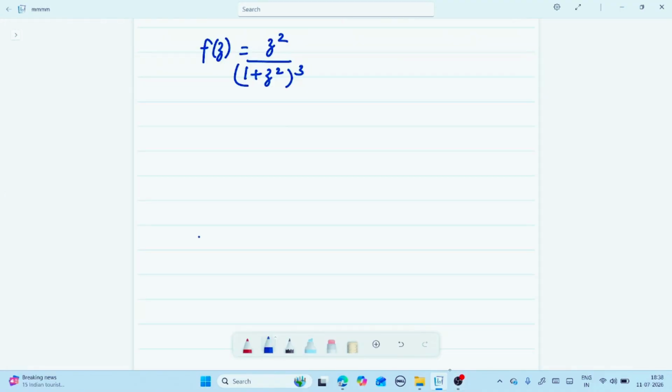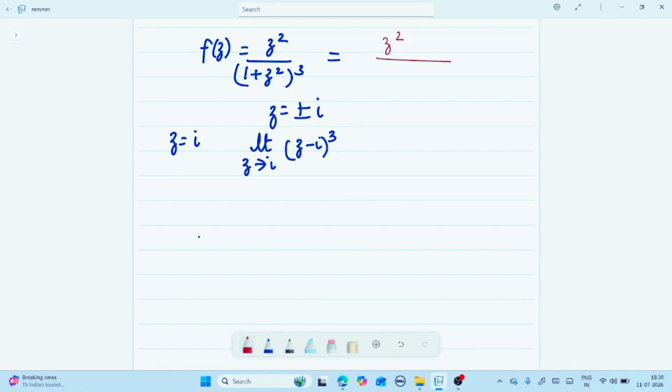The isolated singular points here are z is equal to plus or minus I, because we equate 1 plus z square to 0, and then we get z equal to plus or minus I. Now to check whether it is a pole or not, first we will do for z is equal to I. So using the limit expansion, find limit z tending to I, z minus I the whole cube, because we will rearrange the given function this way: z square by z plus I the whole cube into z minus I the whole cube. That's because this is being written as z plus I into z minus I.